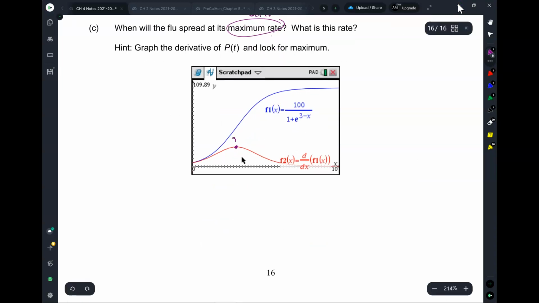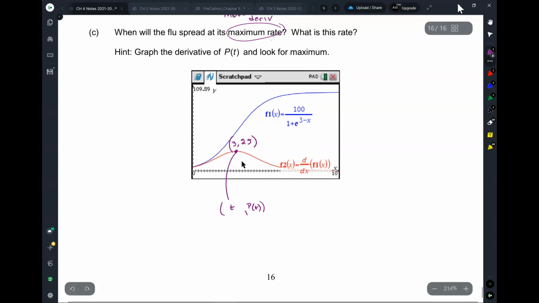Okay, I'll tell you right now. Let me do this and then I'll tell you. So it's 3, 25. That point is T instead of x and y, and P of T. So the 3 is the day that it's happening. It's at T equals 3. And then 3 days in, the maximum rate is 25.